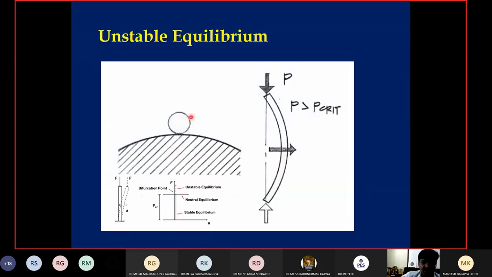When this particular system is disturbed, if the loading is quite a bit higher than the critical loading, then the whole system is beyond its load carrying capacity, or it undergoes unstable equilibrium, thereby it fails by buckling. You can see that because of the forces acting uniaxially, there is a buckling failure, and this is called the unstable or disturbed condition.